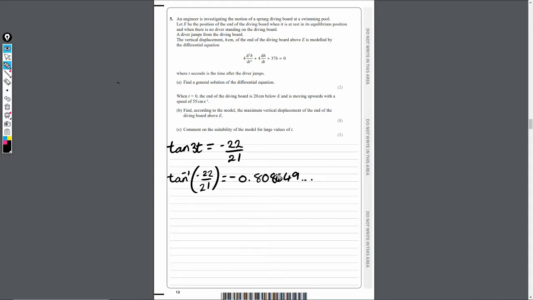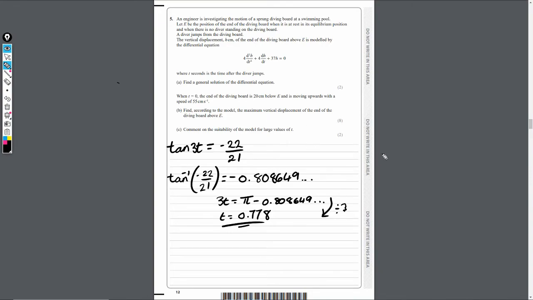But we clearly can't have this as our t value, right? T must be positive. So I need the next solution. To get the next solution, I need to add pi to this. So 3t will be equal to pi minus 0.80869. Make sure you're in radians here, guys. Then I'm going to divide through by 3, so t is going to be equal to this divided by 3. What you'll get for t is 0.7782, to 3 decimal places. And there we have it. That's our t value for this question. So that's the maximum vertical displacement at the end of the diving board.